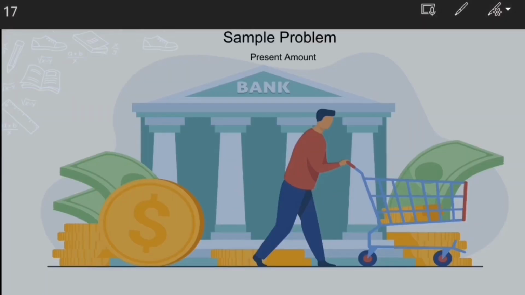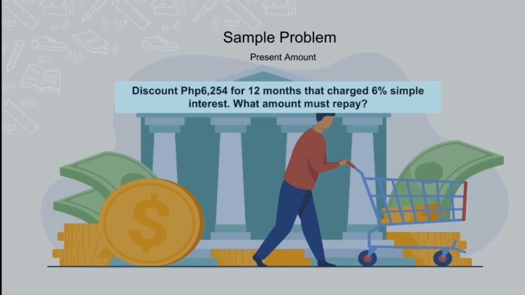And we also have here a sample problem in our present amount. So our problem is: discount 6,254 pesos for 12 months at 6% simple interest. What amount must you pay? So in this, as you can see, the given is just the same as the sample problem in final amount. I just changed the final amount that we solved earlier so that it will serve as a check to our solution. So let us write the given.